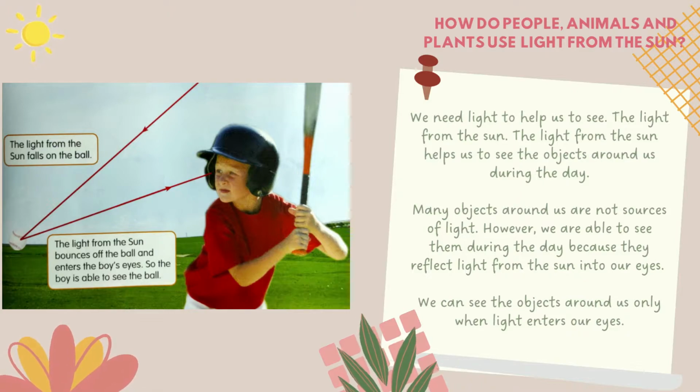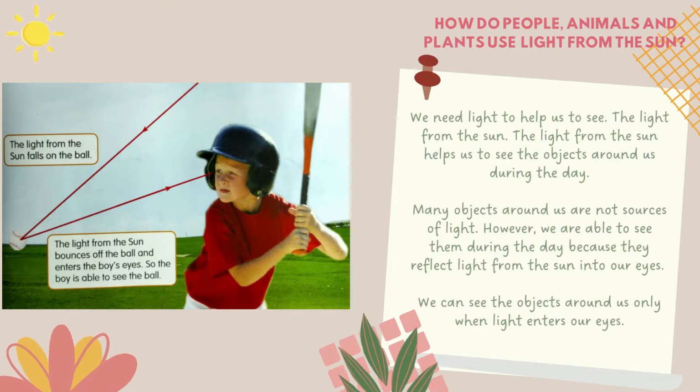This means that light from the sun bounces off the objects and enters our eyes. We can see the objects around us only when light enters our eyes.